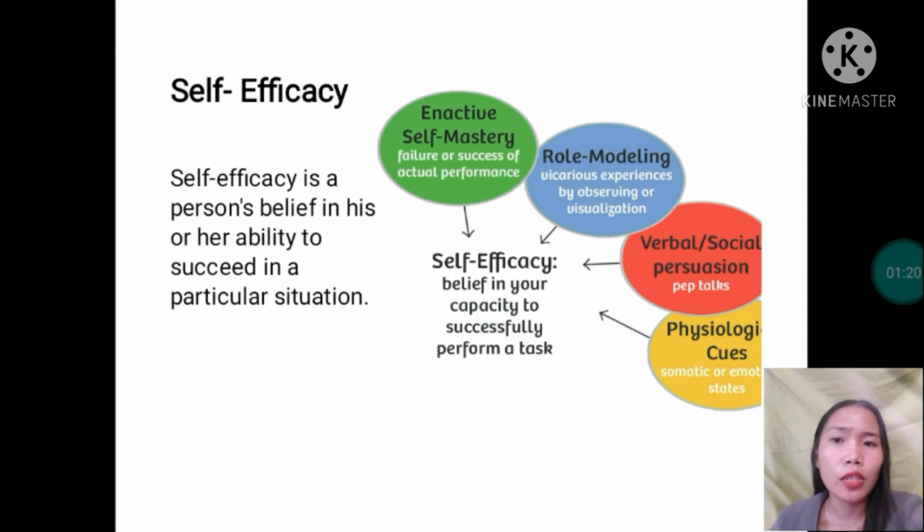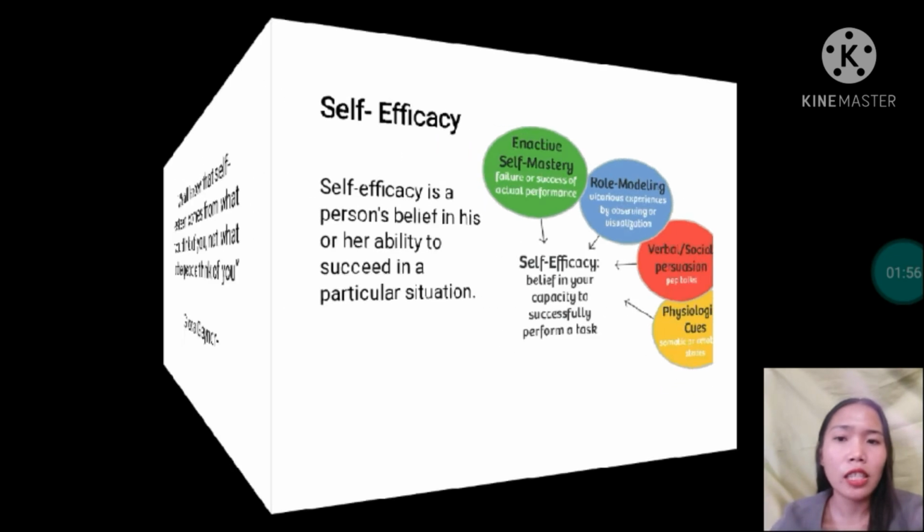Then, second one is role modeling, vicarious experiences by observing or visualization. So, meron din mga taong ganyan na magaling silang mag-handle ng leadership. Yung hinahandle nila ang lahat ng members in a group. So, the third one is verbal social persuasion. So, they are good in verbal. Example, yung pagiging speaker sa school, yung nagbibigay aral sa mga kabataan. So, you need to convince the students to become successful.